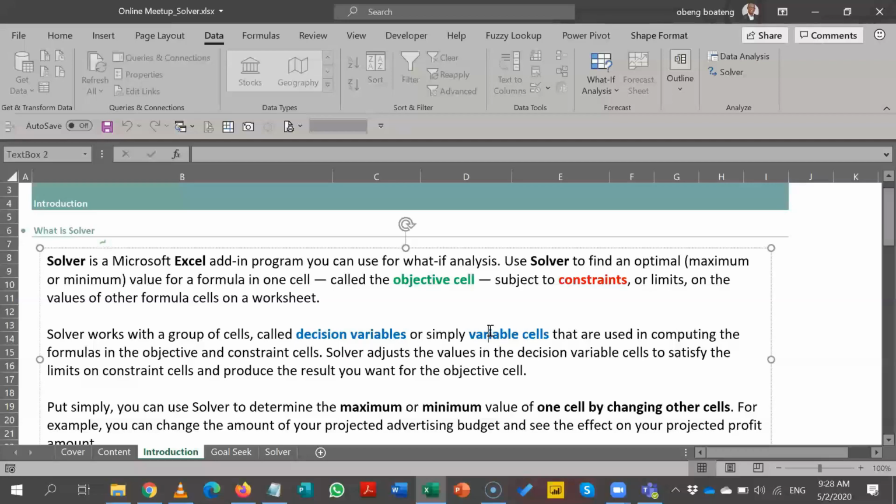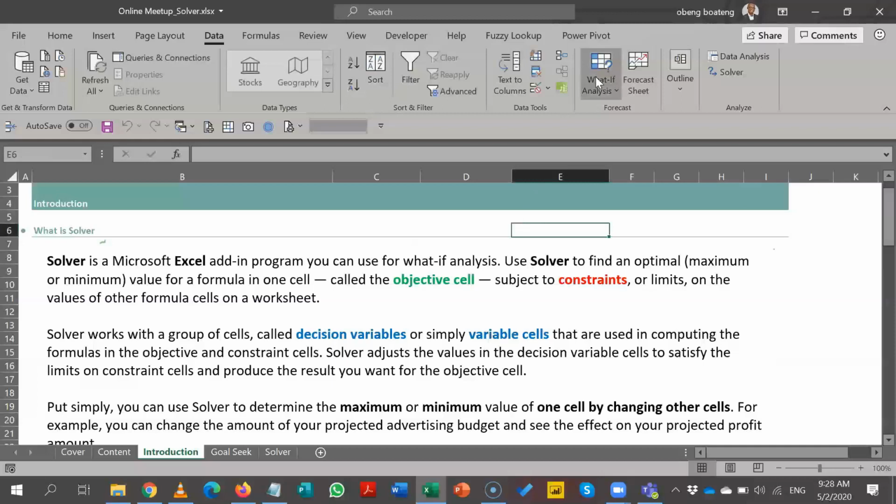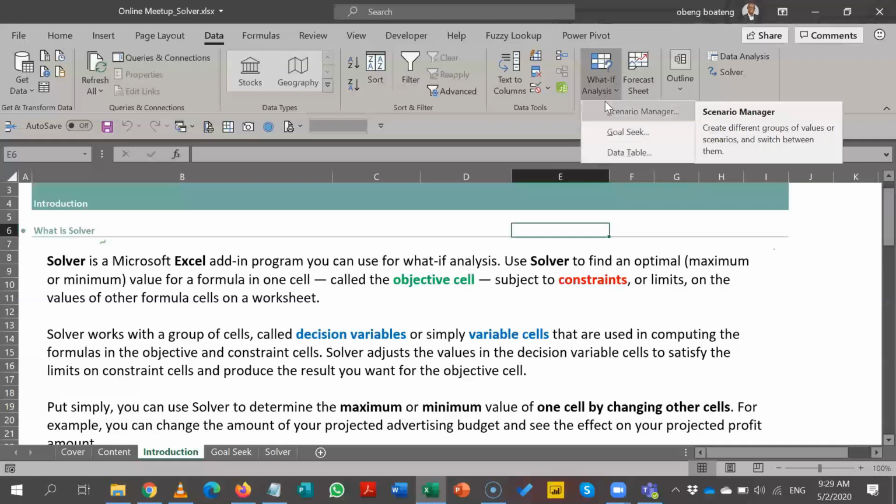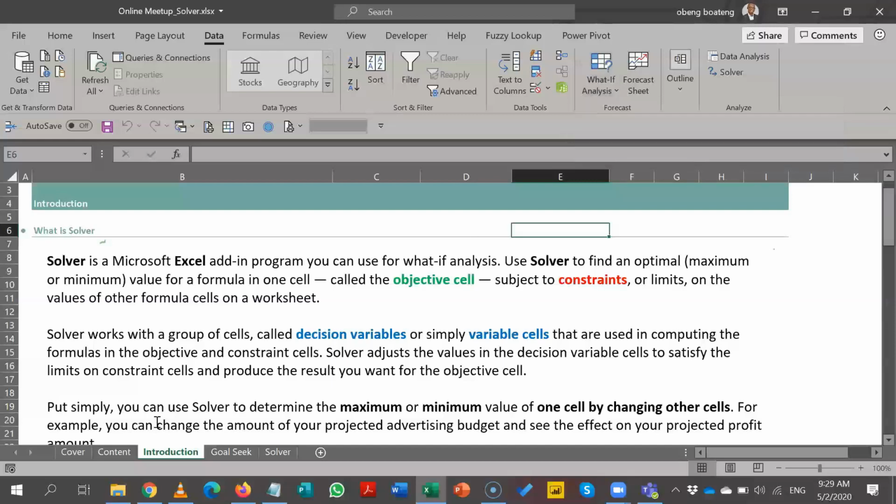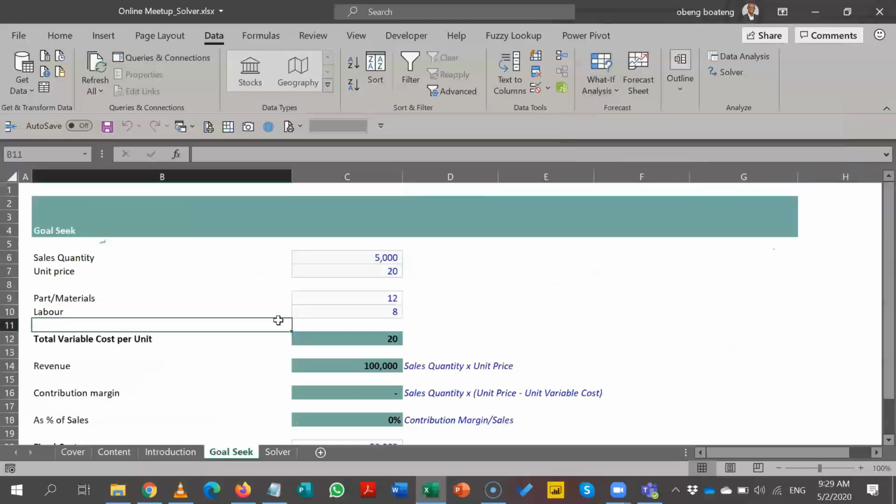So that is what Solver is programmed for. In fact, it is part of the what-if analysis family. If you go to Data and What-If Analysis, you realize that by default, there are three of them. Excel Solver is classified as the fourth. So let's take an example of this Goal Seek model.